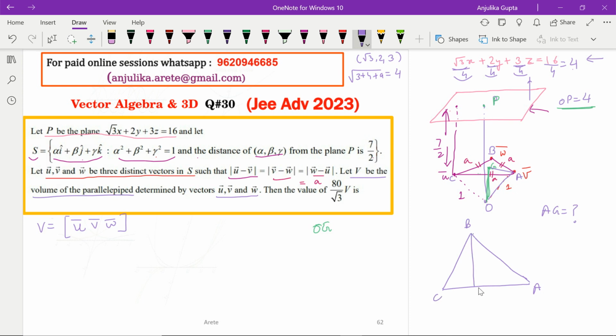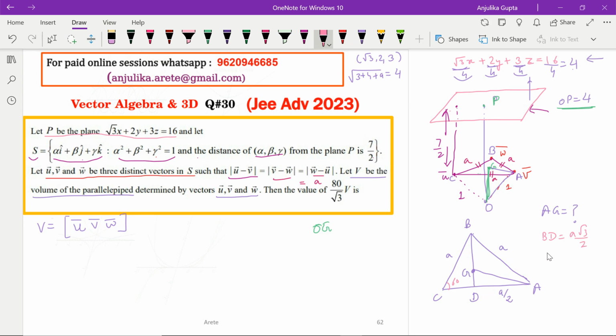And you drop a perpendicular. This is D. It doesn't look equilateral, but it is. So what is AD? A by 2. Here you have a centroid G, and you need to find out what is AG. Not a problem. What do you do? First find BD. How much is BD? This is 60, right? A sine 60. So A root 3 by 2.